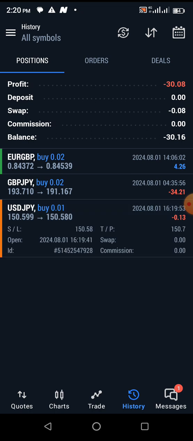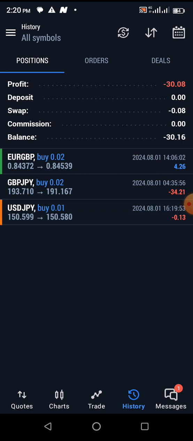The stop loss is 0.58. It has hit the stop loss. So you see the danger of using stop loss. It's not danger anyway, it's minimal. How much did I lose? That's $0.13. It's a small money.